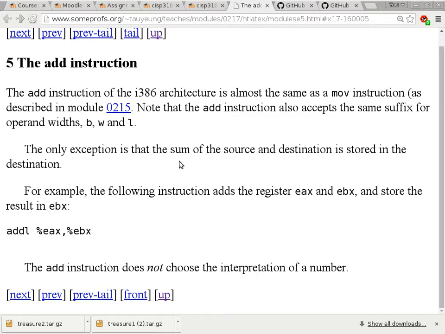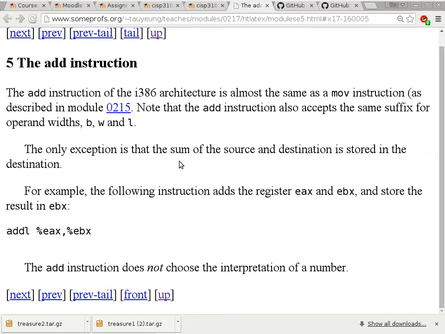The second operand can only be register or indirect because you cannot store into an immediate operand. You can store into a register, you can store into a memory content or memory location, but you cannot store into an immediate operand. So that's the only thing that you have to remember. It's just kind of like move, except you're adding and then you're storing the sum into the second operand. All right, so are there any questions about the add instruction?